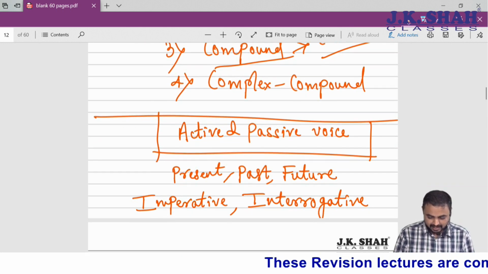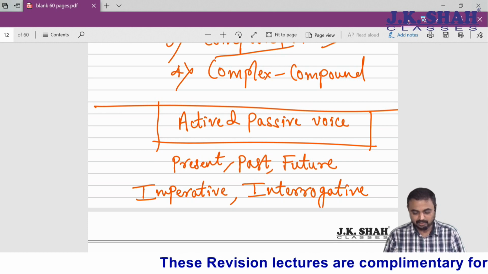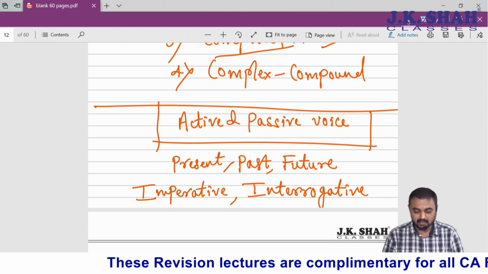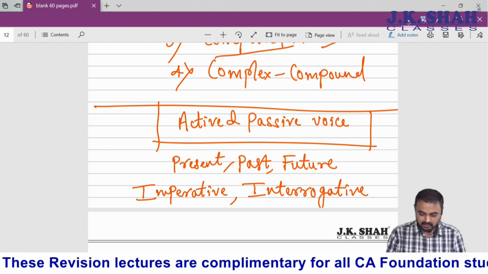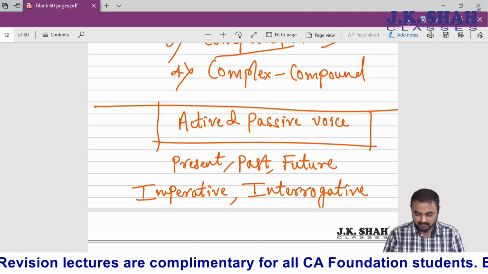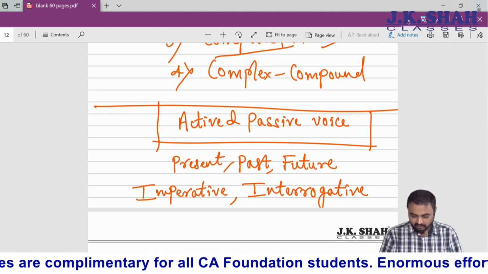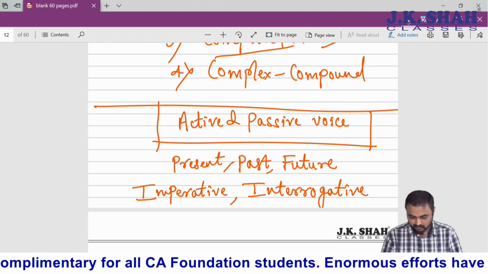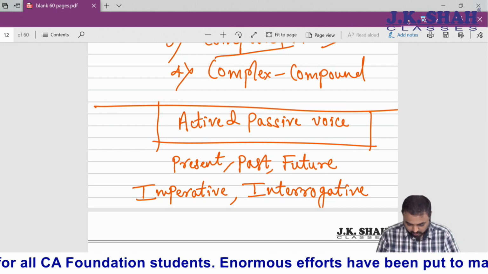The next one is active and passive voice. You know, when the subject is active, it is called active voice. If something is being done to the subject, it is called passive voice. For example, Sachin plays cricket. Here the subject Sachin is active, so we can say it is active voice. If cricket is played by Sachin, here the subject comes at the last, so it becomes a passive voice.